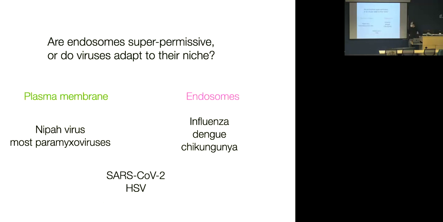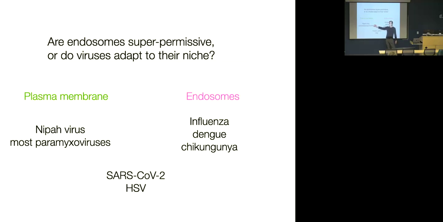So one of the questions going forward for this piece of the work is to ask whether endosomes are just super permissive to viral entry, or whether different viruses that enter at different sites have essentially adapted to their cellular niche. So if we look at viruses that fuse at the plasma membrane, Nipah virus is one example. It's a moderate pandemic threat. It's a very lethal but not very widespread bat virus, primarily in Southeast Asia, that infects humans.